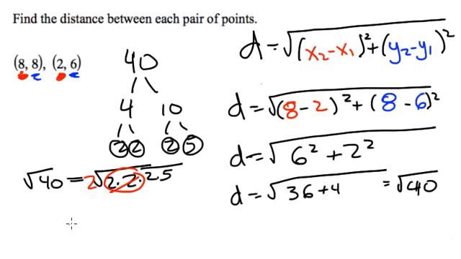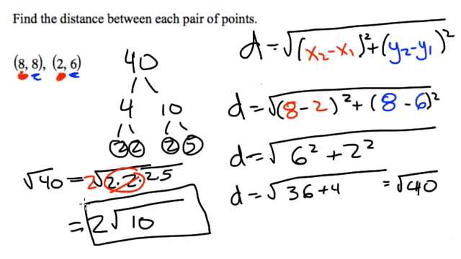So my final answer is going to be, on the outside I have 2, on the inside I have 2 times 5, so that's 10. So my answer is going to be 2 root 10. The distance between these 2 points is 2 root 10 apart.